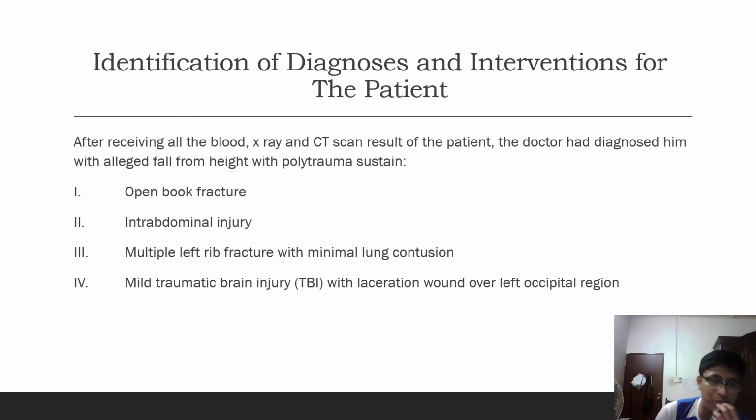Now, the component of identification of diagnosis and intervention for the patient. After retrieving all the blood, X-ray and CT scan results of the patient, the doctor diagnosed him with alleged fall from height with polytrauma sustained. First, open book fracture. 2, intra-abdominal injury. 3, multiple left rib fracture with minimal lung contusion. 4, traumatic brain injury (TBI) with laceration wound over left occipital region.